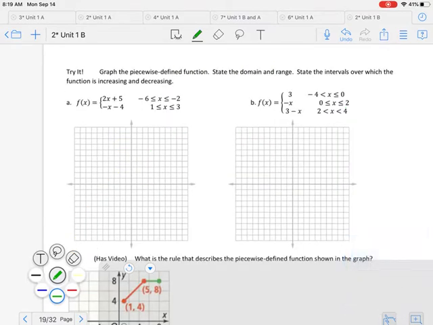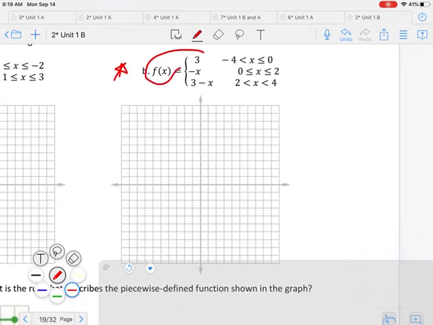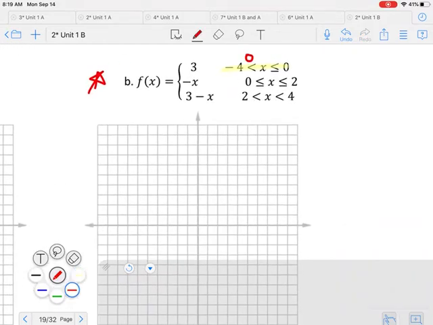On the next page, there's a couple more to practice. I would like to do letter B here for one more. And to remind you that y equals, or f of x equals 3, that is a horizontal line going through 3. But again, we have to follow the domain. It's in between -4 and 0. Open circle on the left, closed circle on the 0. So -1, 2, 3, 4, up at 3. Open circle there. And a closed circle through 0.